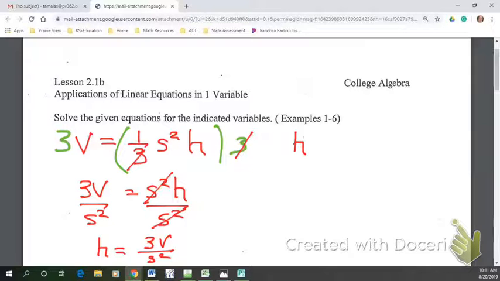Now, if I was solving for the S squared, I would have divided by H and then square rooted. This lesson won't require you to square root. That's in the next lesson. Okay. All right. So next example.